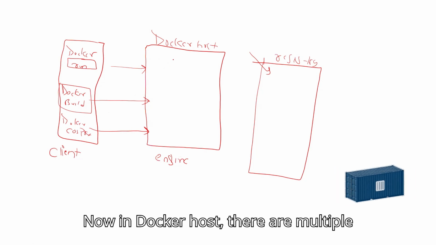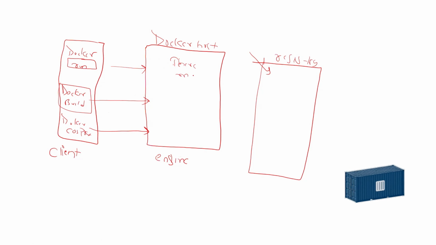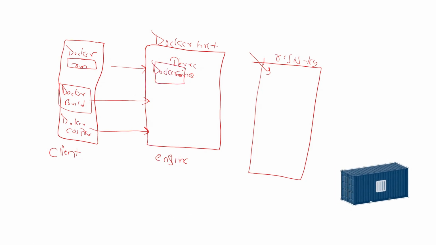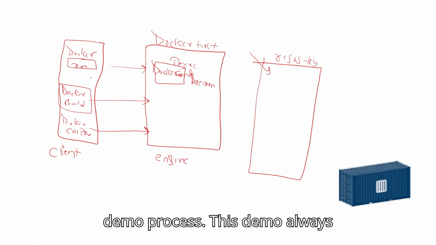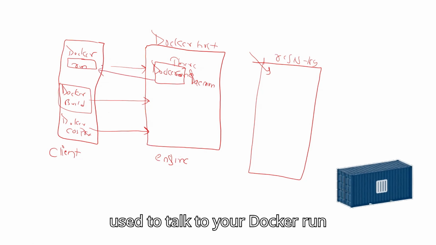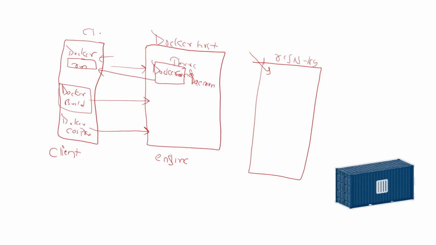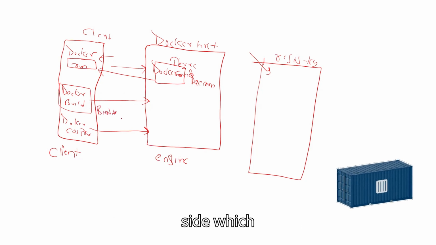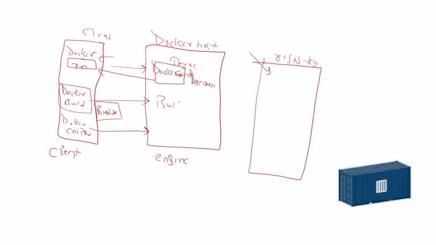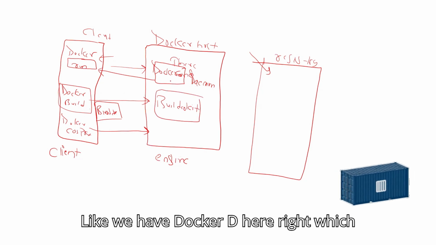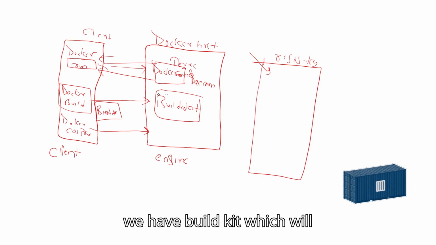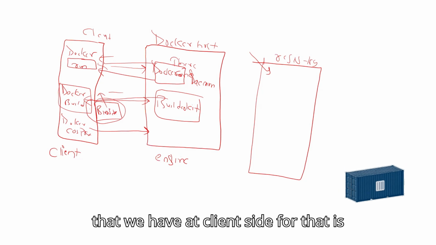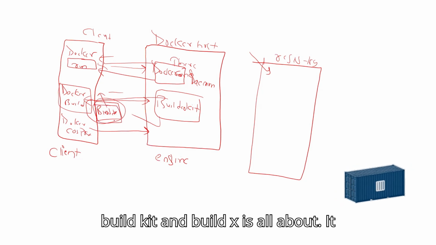In the Docker host, there are multiple daemons running. We have dockerd, which is a daemon process. This daemon always talks to the Docker run component of the client side. Similarly, we have a buildx component at the client side, which talks to buildkit. Like dockerd talks to your Docker run, buildkit always talks to your Docker build commands, through the client-side component, which is buildx. So that is what buildkit and buildx are all about.